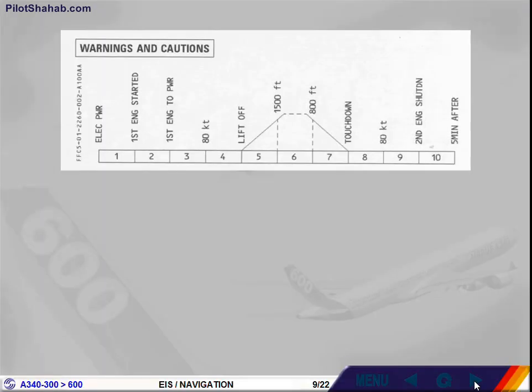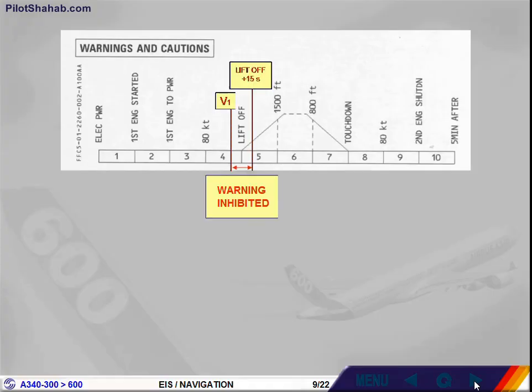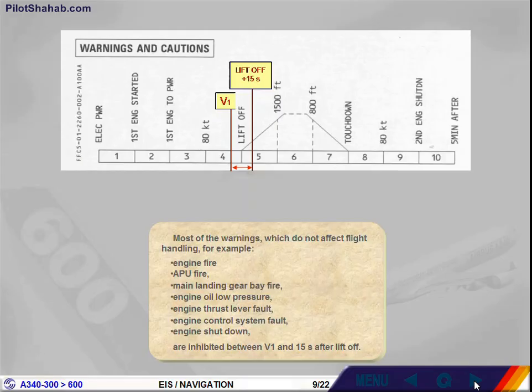Most of the warnings which do not affect flight handling, for example, engine fire, APU fire, main landing gear bay fire, engine oil low pressure, engine thrust lever fault, engine control system fault, engine shutdown, are inhibited between V1 and 15 seconds after liftoff.